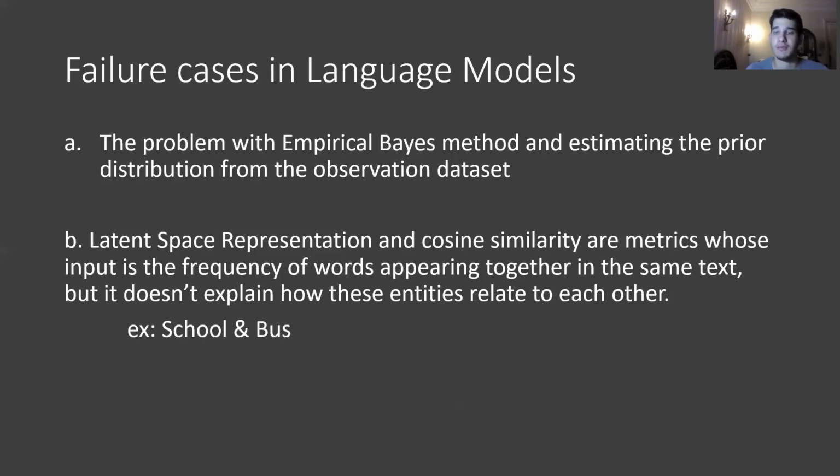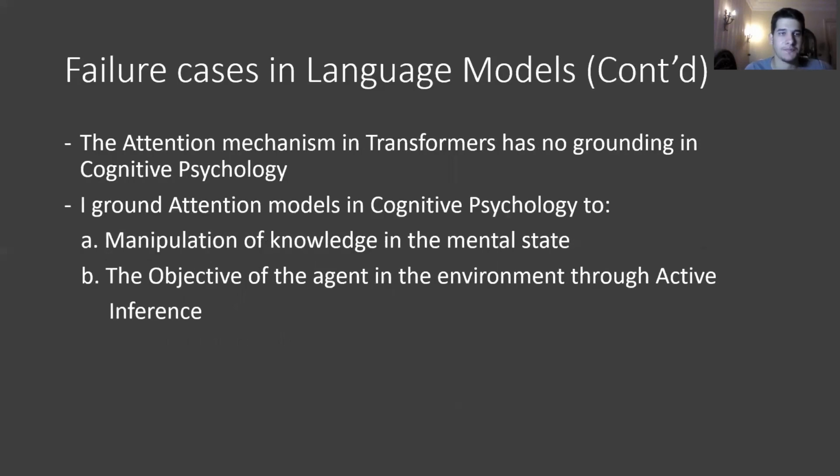Latent space representation and cosine similarity are metrics whose input is the frequency of words appearing together in the same text, but they do not explain how these two words or entities actually relate to one another. For example, in a high dimensional space, you see words such as school and bus very close to each other. The distance similarity between them is very small, but it does not actually tell you how they relate to each other, or how they are used in language. I'll be talking about that when I touch on neurosymbolic architectures.